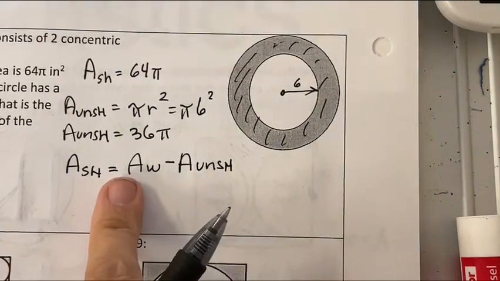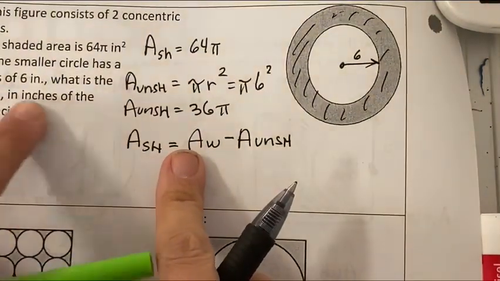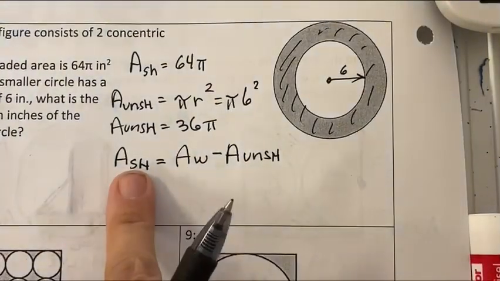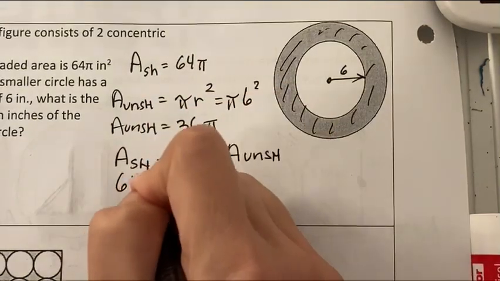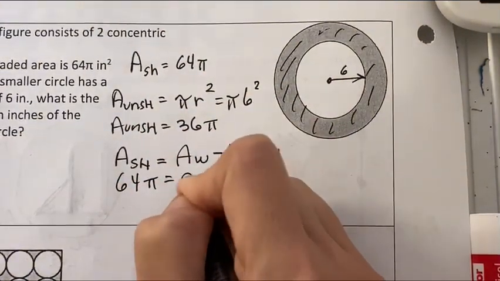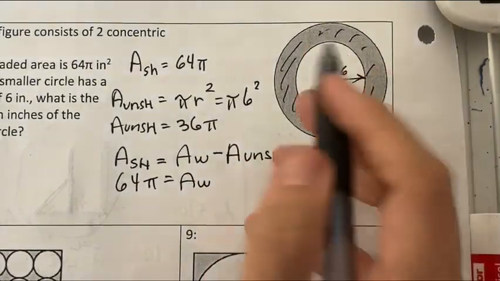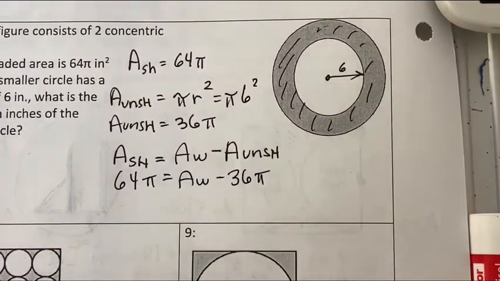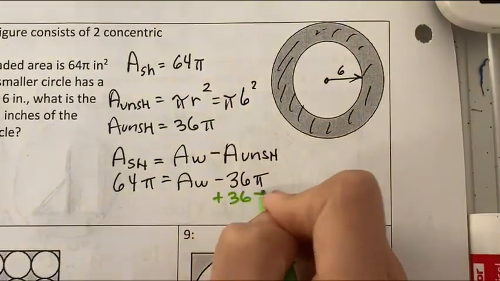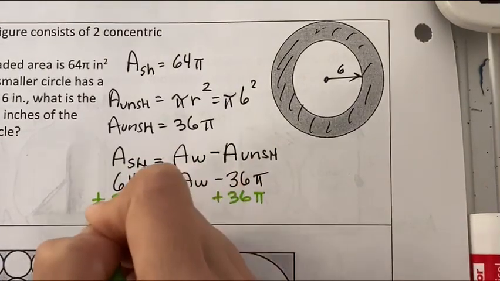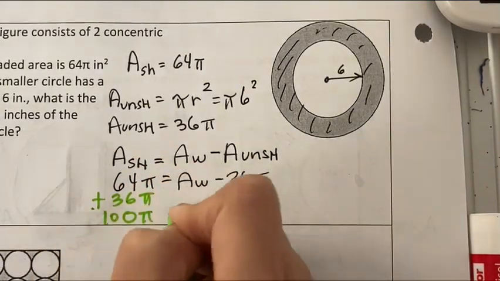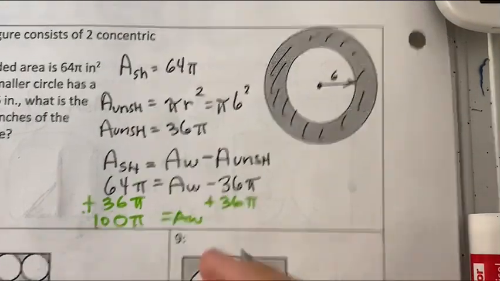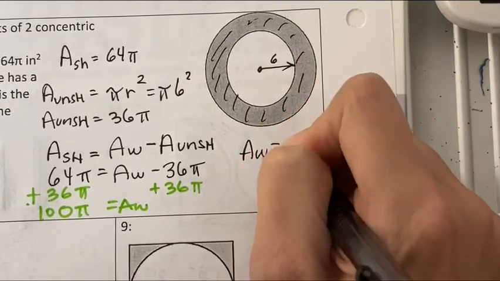So we're actually trying to find the radius in inches of the larger circle. We know the area of the shaded is 64 pi. We don't know the area of the whole thing because they haven't told us the radius. We know the area of the unshaded is 36 pi. So we can do a little algebra here. 100 pi is the area of the whole thing. Interesting.